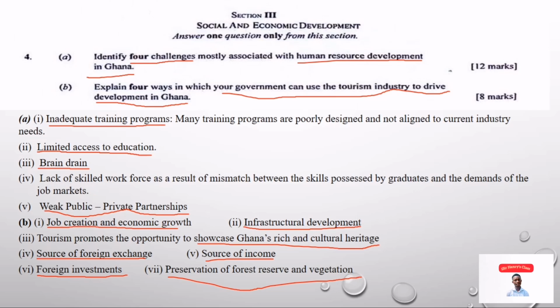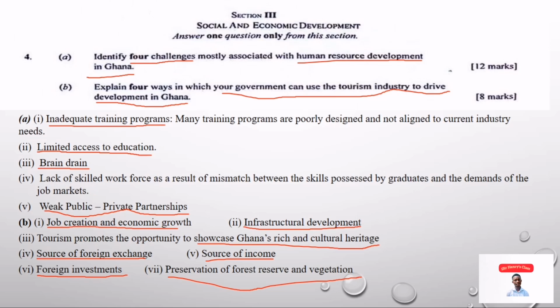The fourth one is lack of skilled workforce. There's what we call mismatch of skills. Some people are doing the work or they are in places where those places were not what they studied to be. They don't have any skill related to that field, but because of the demands of the job market and because of the system, they are forced to work at places where their skills will not qualify them to be. And this is one major problem facing the country. The last one is weak public-private partnership.